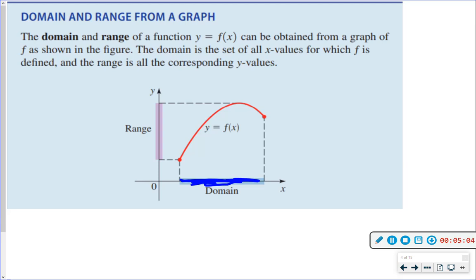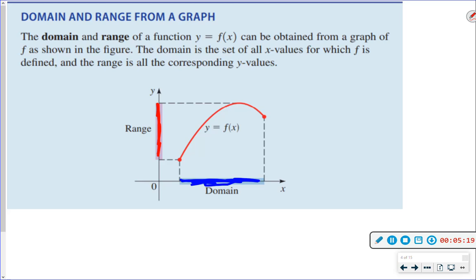And then range, I have a pink color here, I'm going to do it in red. Range is your lowest to the highest. You're looking at your y-axis, which runs vertically. So I'm going to look for the lowest point up to the highest point.